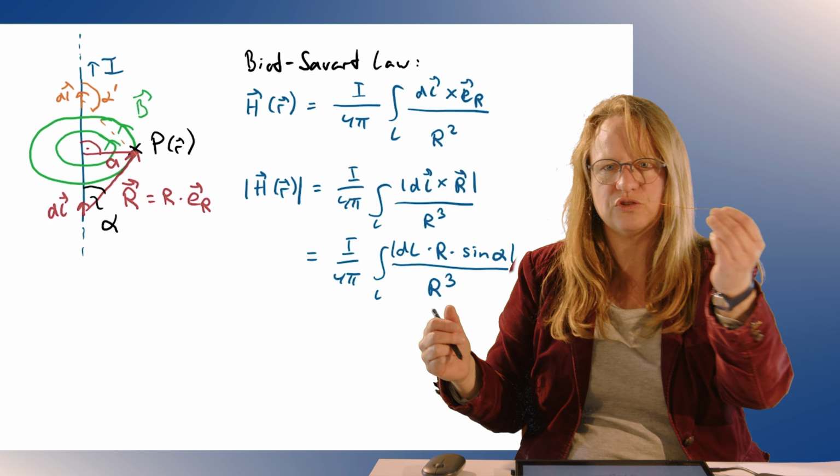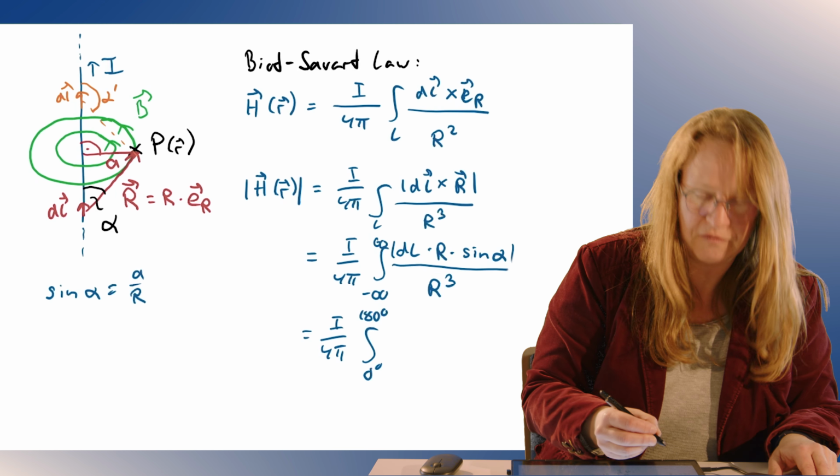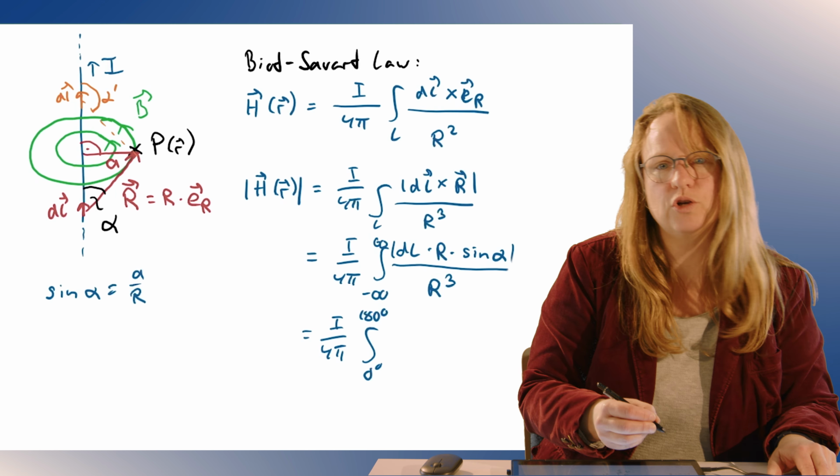So let's consider, first of all, how large R is for different alpha values. For this R, we have the equation that the sine of alpha is equal to a divided by R. So that means if we want to formulate R as a function of alpha, R is then equal to a over sine alpha. Okay, so that we already know, we can plug in now for R.